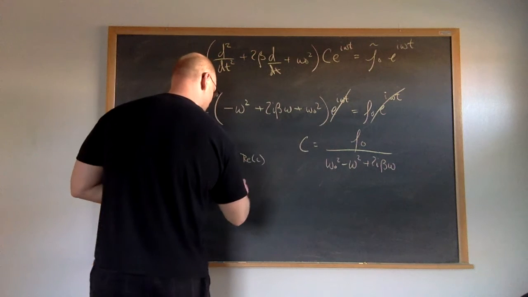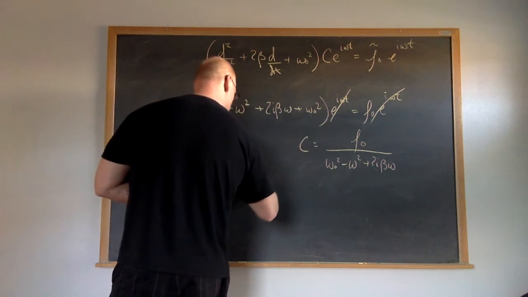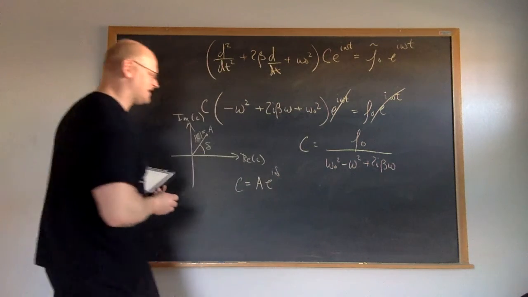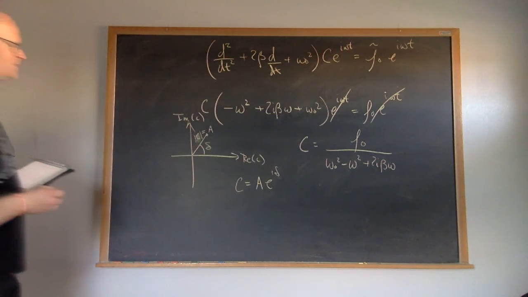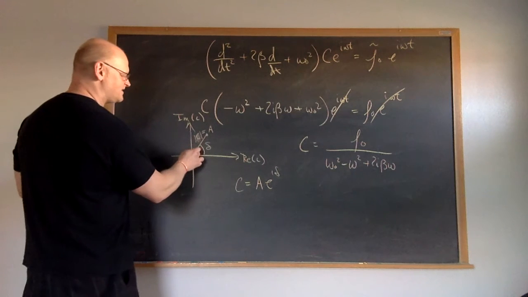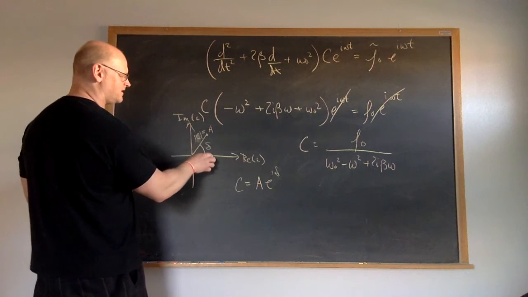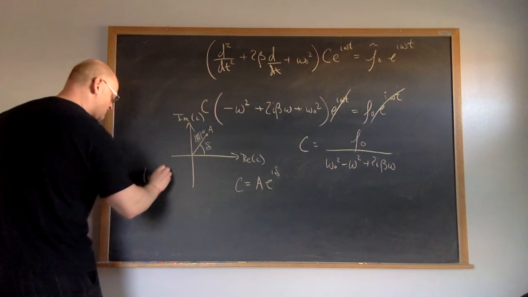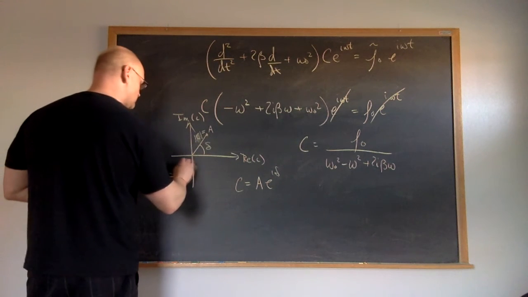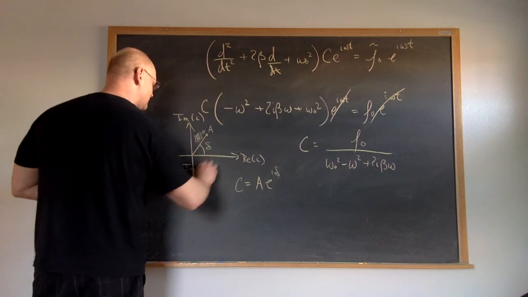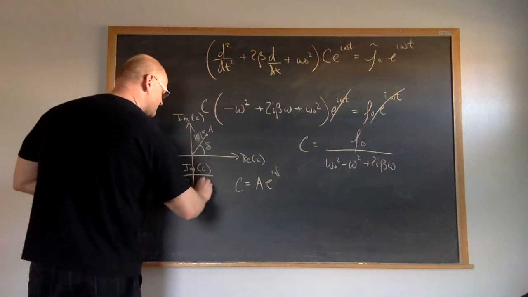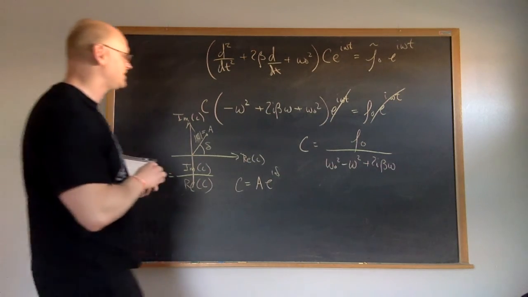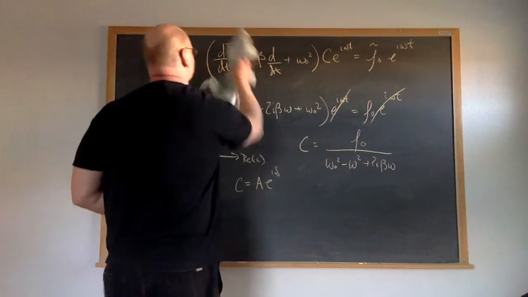So I can rewrite C as being equal to A, which again is equal to the magnitude of C, times e to the i delta, where delta is going to be given by the tangent of the imaginary part divided by the real part. So tangent of delta is going to be equal to the imaginary part of C divided by the real part of C. So we'll figure that out in just a second. So first off, we need to determine what A is. So let's determine A.